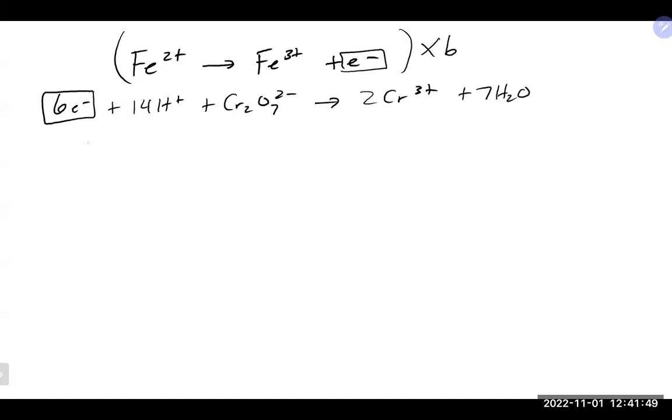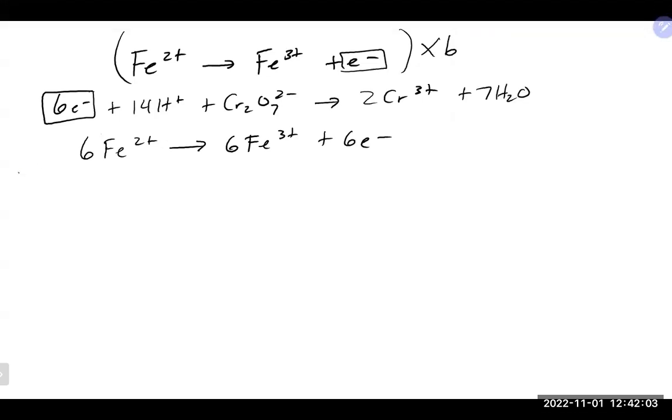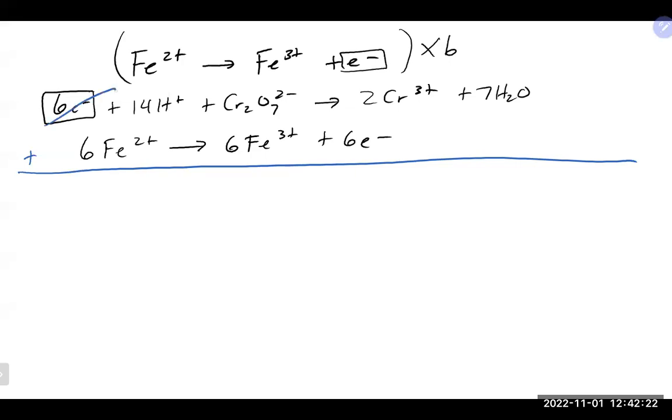I'm going to write that underneath, and that's going to give me 6 Fe2+ going to 6 Fe3+ plus 6 electrons. Now that I have the same number of electrons in each half reaction, I'm ready to add these guys back together. Remember that anything that is on opposite sides of the arrow that is the same can be reduced down or cancel out completely. The one thing that should always cancel out completely is the electrons, which it does in this case. And I don't believe there's anything else to cancel.